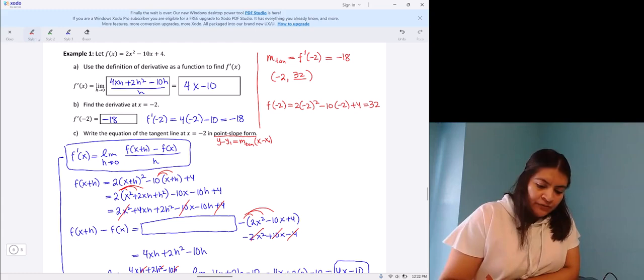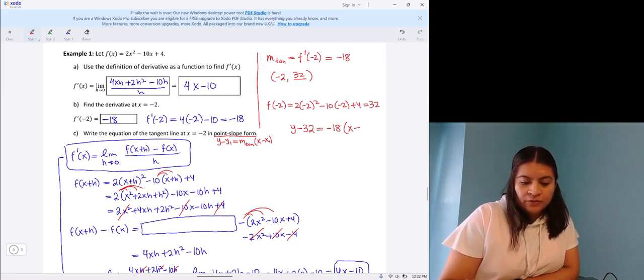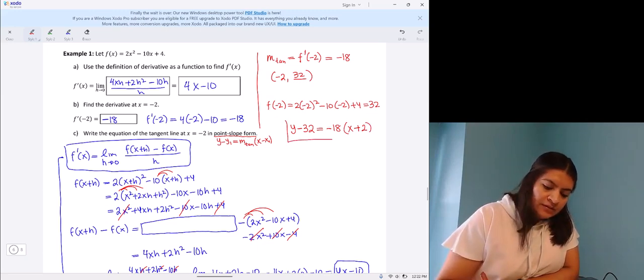And so we're ready to find that equation. Y minus y1, so minus 32, equals the slope of the tangent, negative 18, parentheses, x minus x1. So x1 is negative 2. Double negative makes it a positive 2. And this is our equation.